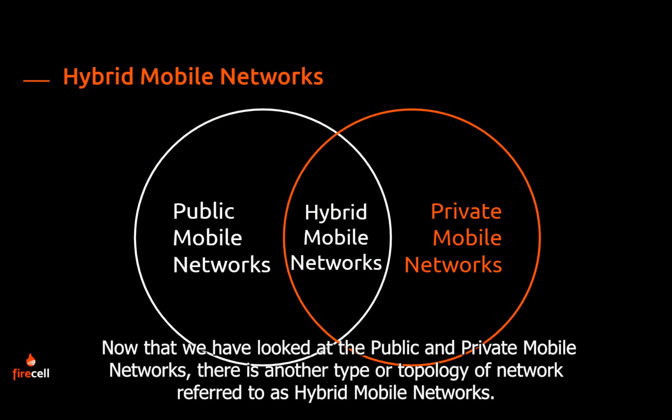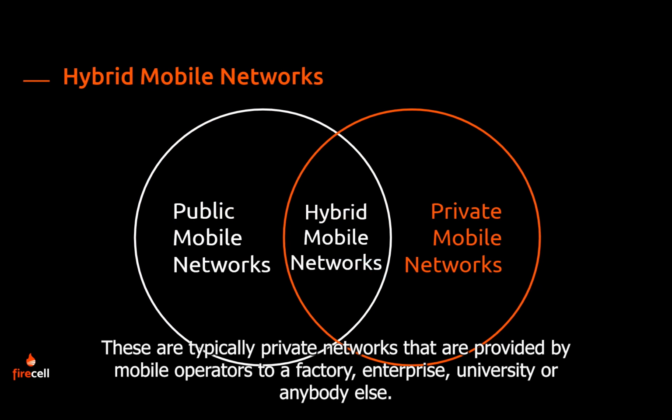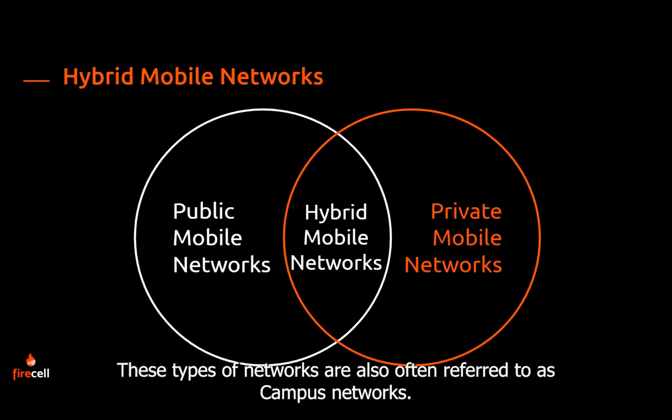Now that we have looked at the public and private mobile networks, there's another type of network topology referred to as a hybrid mobile network. These are typically private networks that are provided by mobile operators to a factory, enterprise, university, or anybody else. These types of networks are also often referred to as campus networks.